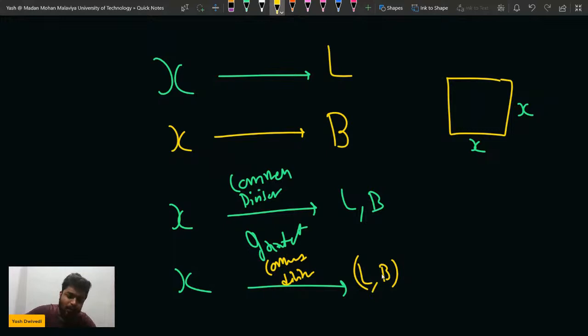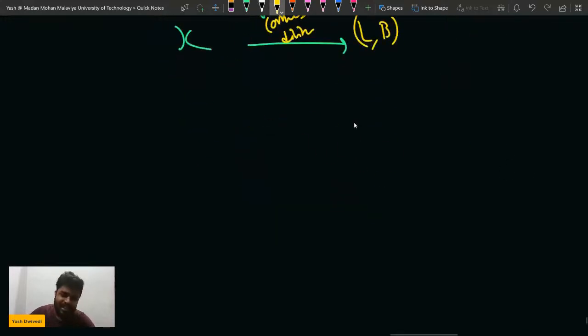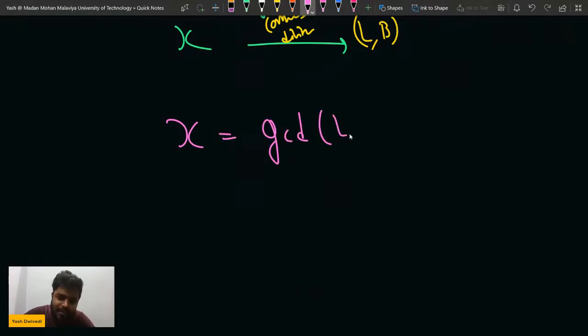So basically X should be equal to what? GCD. Please write GCD in the chat, everyone, once again. So X should be equal to nothing but the GCD of L and B.